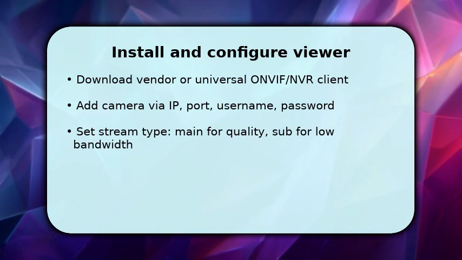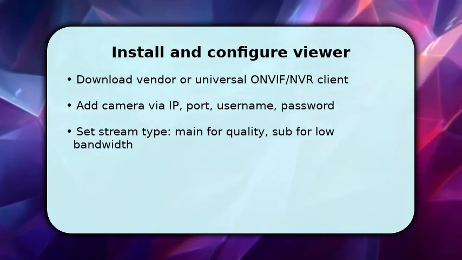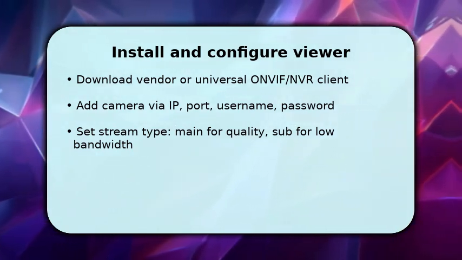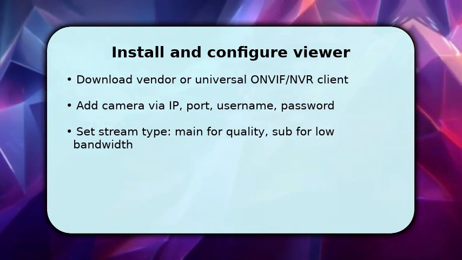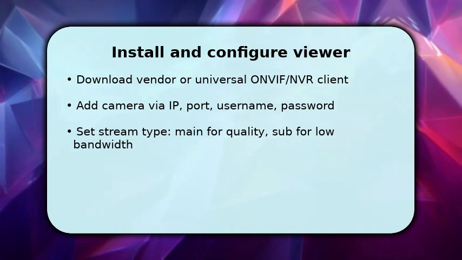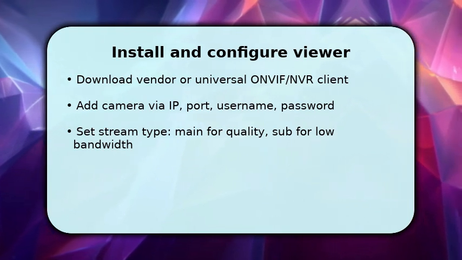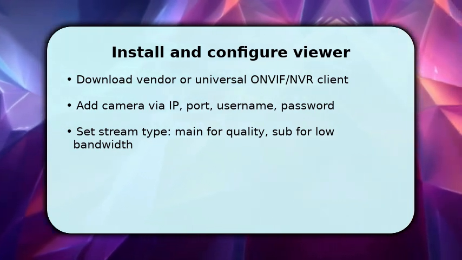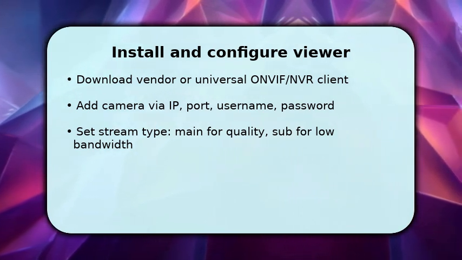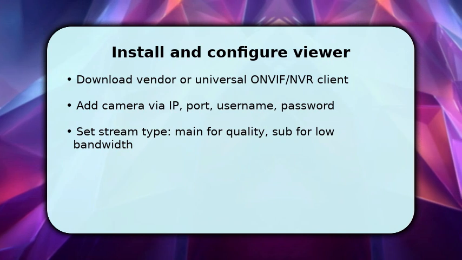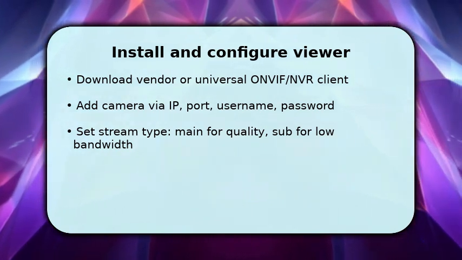You now install the camera viewer. Use the vendor app or a universal ONVIF/NVR client. Open the app and choose Add Camera, then enter the IP, port, and login. That links the device. Make sure to select the correct stream, main for full resolution, substream for low bandwidth viewing. Once connected, adjust frame rate and resolution settings to match your network. If the app asks for RTSP, paste the camera's RTSP URL. That directly opens the live feed in most players.